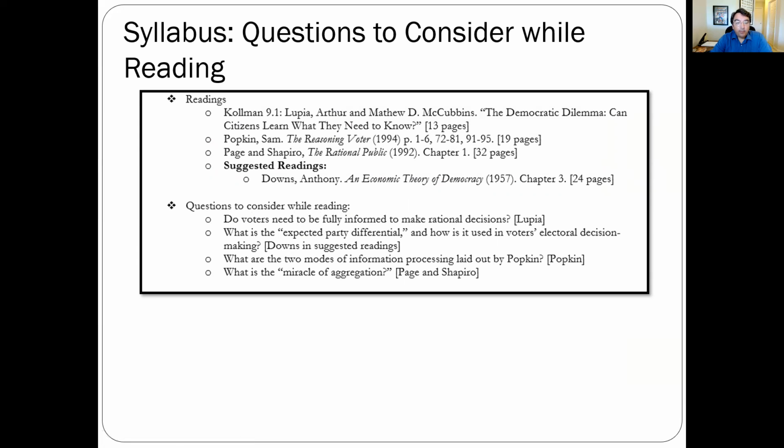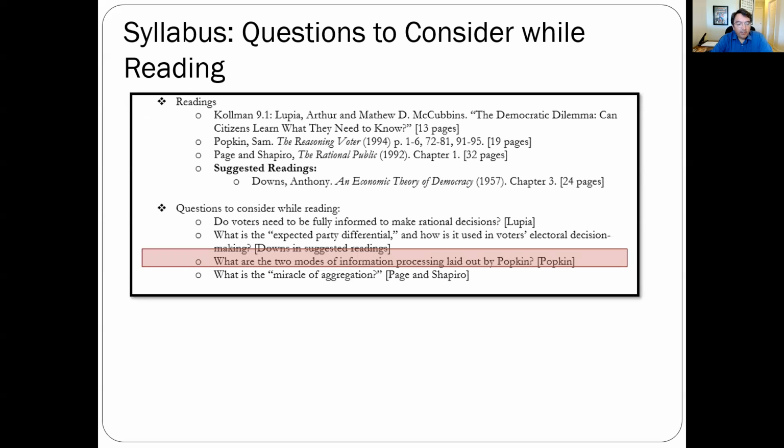And so when you're reading this piece by Arthur Lupia, you can focus your mind a little bit and say, okay, let's look at this particular question. For each of the readings in this class, there should be a question to consider while reading made available on the syllabus. And so, for example, another question to consider while reading is, what are the two modes of information processing laid out by Popkin?